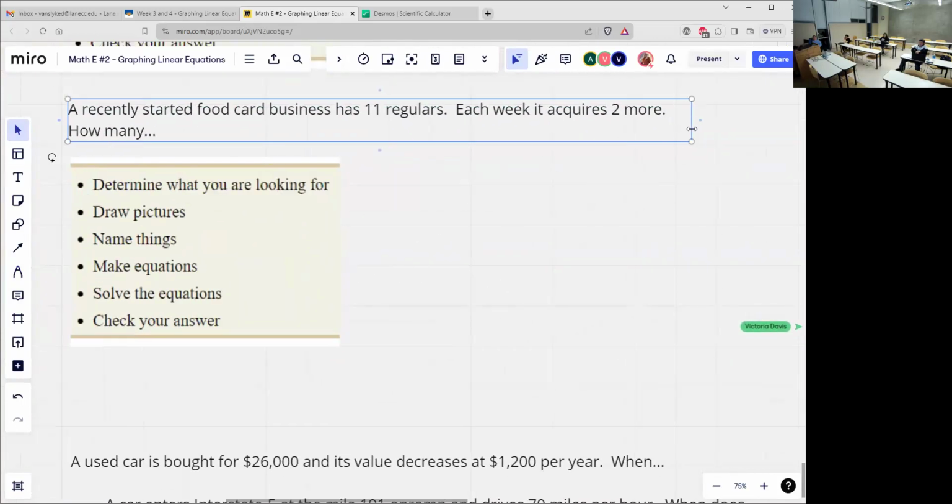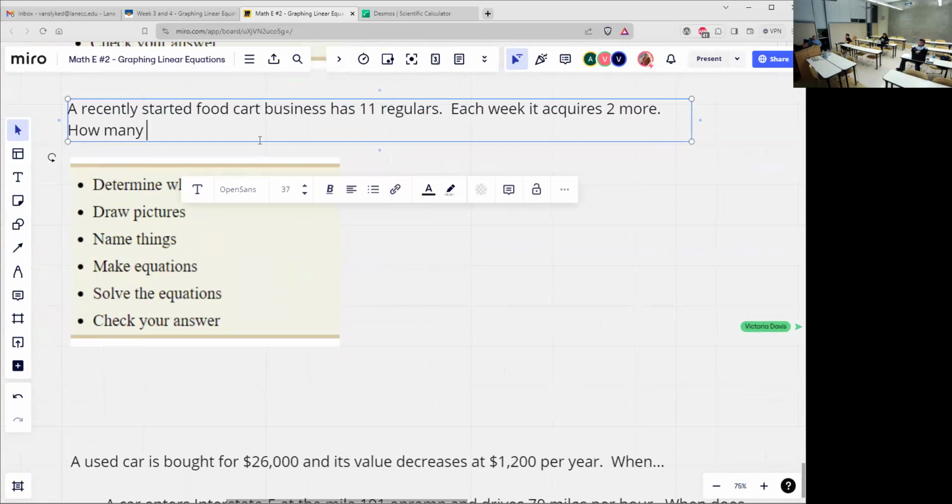How many what? The food cart. Oh, yeah, it should be a food cart typo, okay. How many customers after a month? How many customers are regulars after 1 month? Like 3 months, I mean. I'm gonna say 4 weeks instead of a month, because we had weeks earlier.